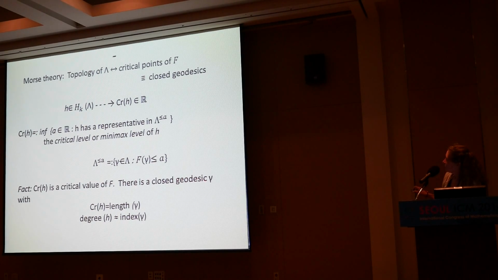And therefore there's a closed geodesic gamma whose length is this critical level and whose index is approximately the degree of the homology class, the dimension of the homology class. Now, this index here is the Morse index. So if gamma is a critical point, then all the partial derivatives of F vanish at gamma, and the index is the dimension of a maximal subspace of the tangent space in which the second derivative is negative definite. And in this problem, that's always finite.